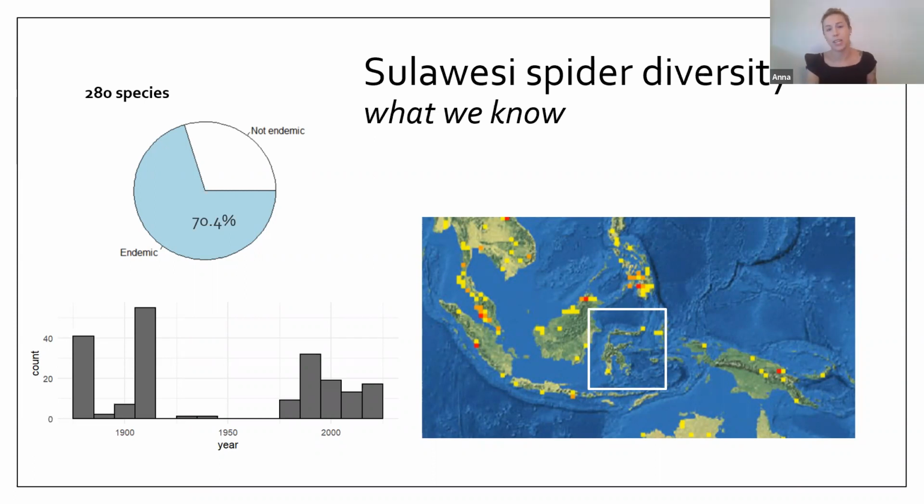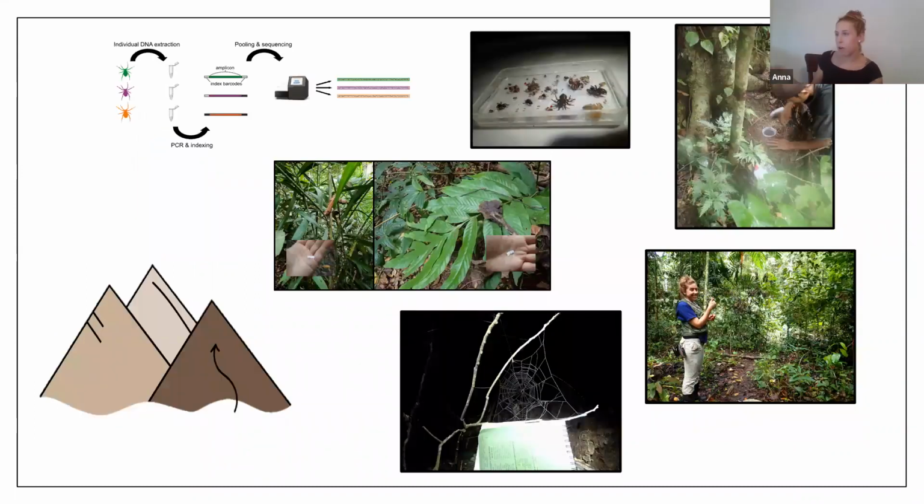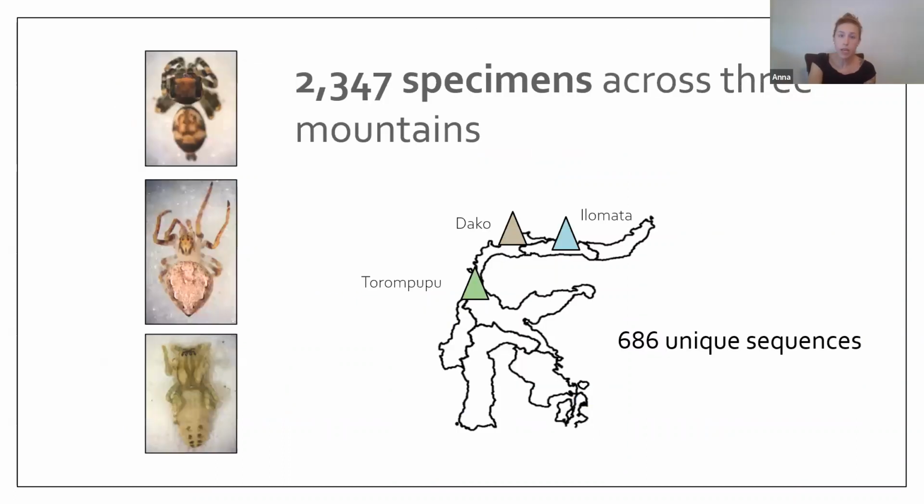But again, this is where DNA barcoding can get us a foot in the door to understanding what's going on. So I collected on these multiple mountain ranges in Sulawesi, used a lot of standardized collecting methods such as beat sampling and leaf litter collection, and then performed DNA barcoding for thousands of specimens I collected. I'll be presenting results today from 3 mountains across Sulawesi, Puerpupu, Dako, and Ilomata, which are each located in distinct areas of endemism.